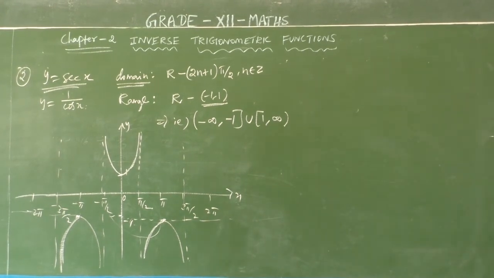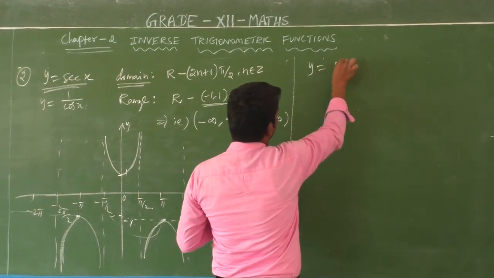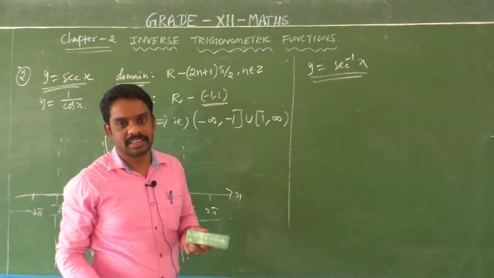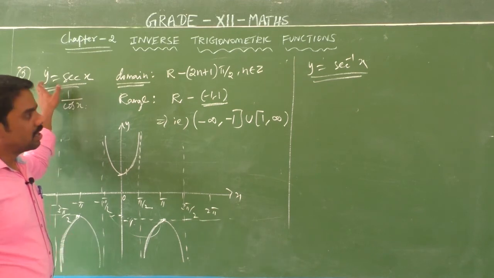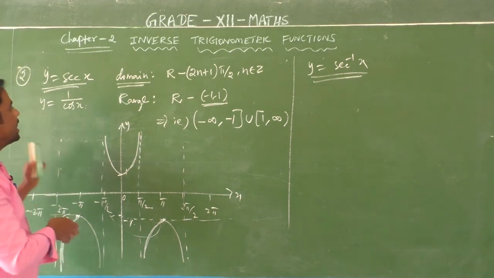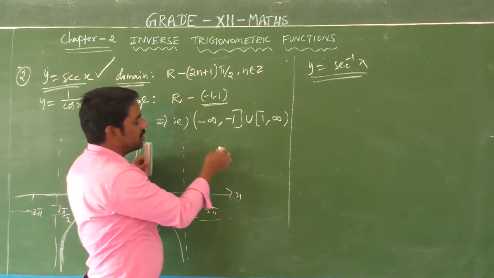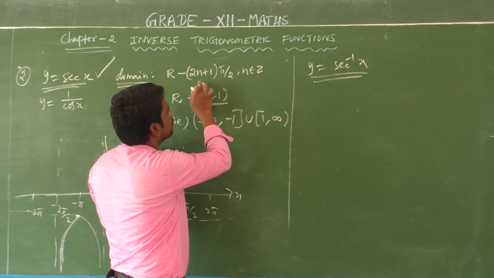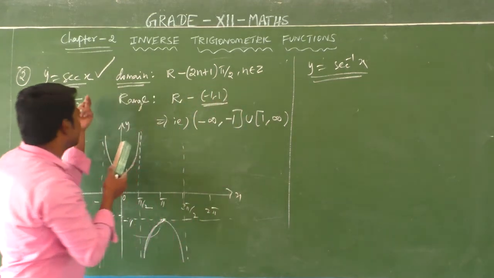Next, listen. Next is the y equal to secant inverse x curve. This is y equal to secant x. This function is y equal to secant x. This function is y equal to secant inverse x. The secant x function is invertible on a principal domain; the domain is R minus (2n plus 1) into pi by 2, n belongs to Z. But this function secant x is invertible.